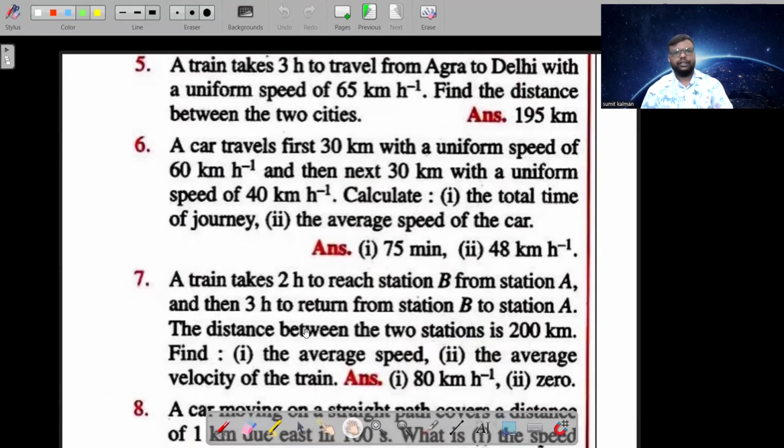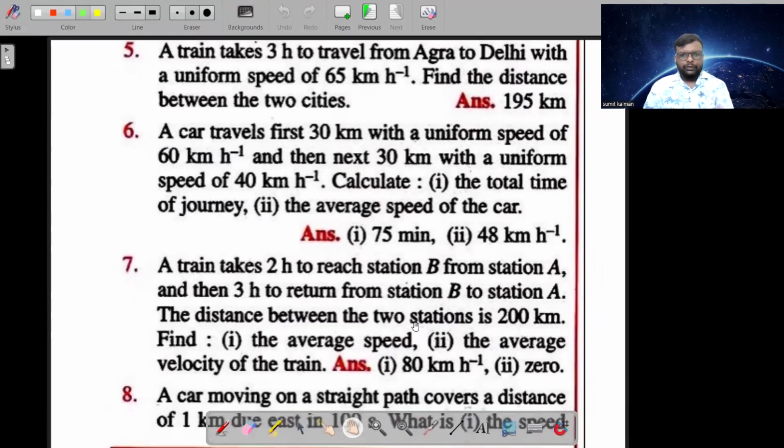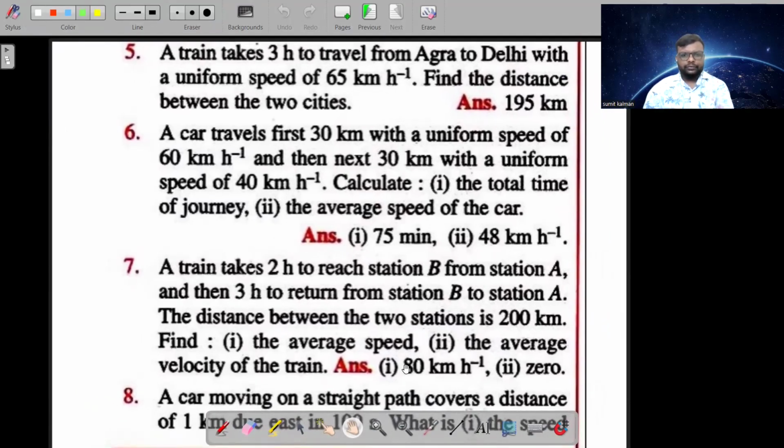So now, students, first we will see problem number 5. What is problem number 5? We will see. A train takes 3 hours to travel from Agra to Delhi with a uniform speed of 65 km per hour. You have to find the distance between the two cities, and the answer is given in kilometer. So you have to calculate the answer in kilometer.